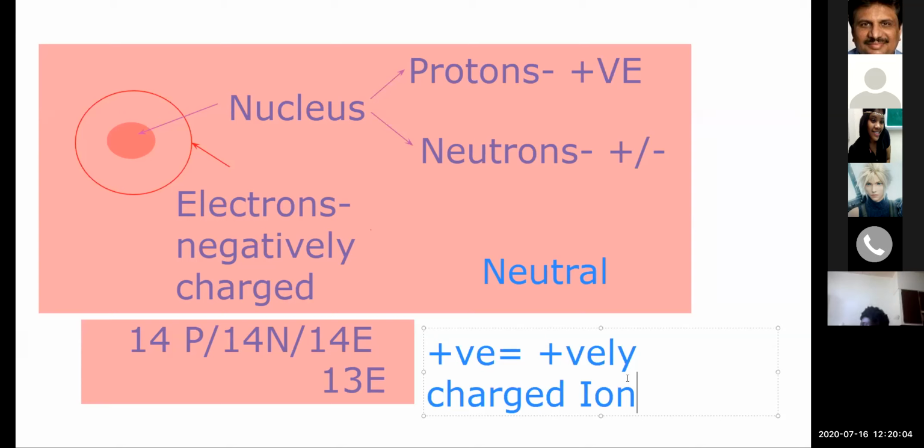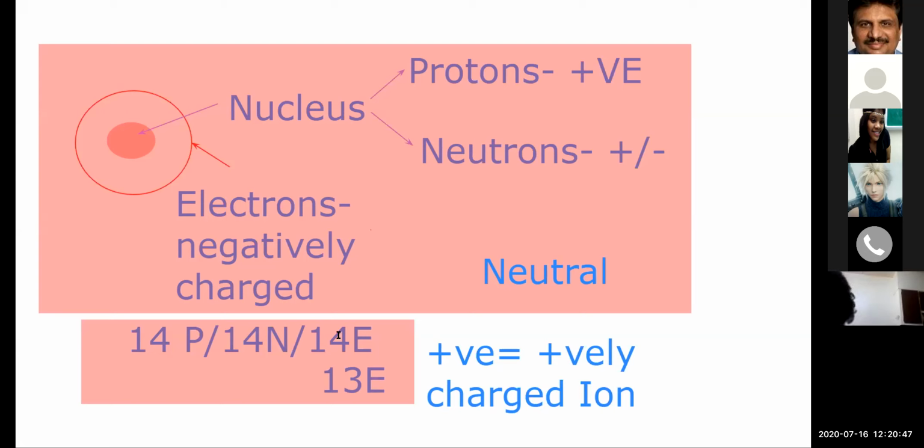So let's consider the second situation. Let's say the atom which has 14 electrons gains an electron, so the number of electrons becomes 15. So 15 electrons, 14 protons. There's an extra electron that makes this atom a negative entity. So this is a negative ion. So loss or gain of electrons in an atom generates either a positive ion or a negative ion.